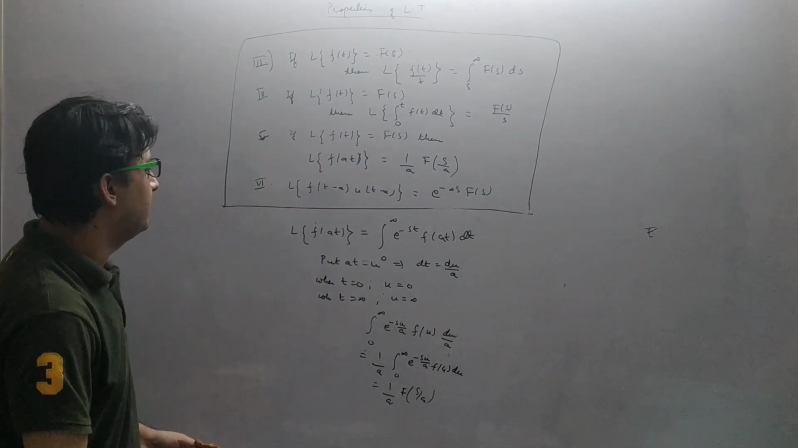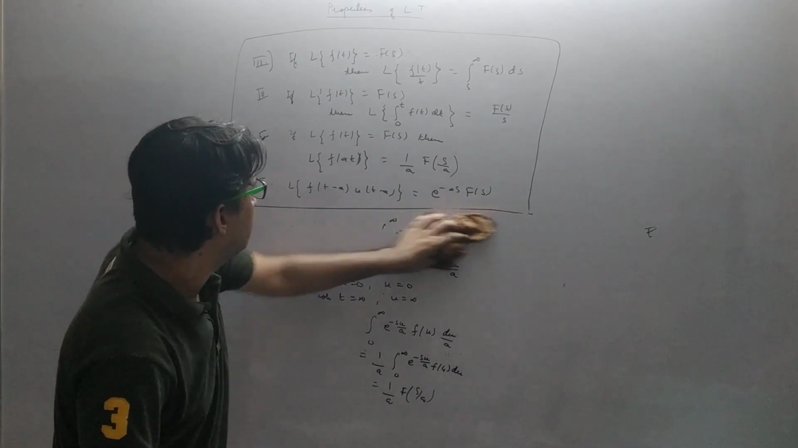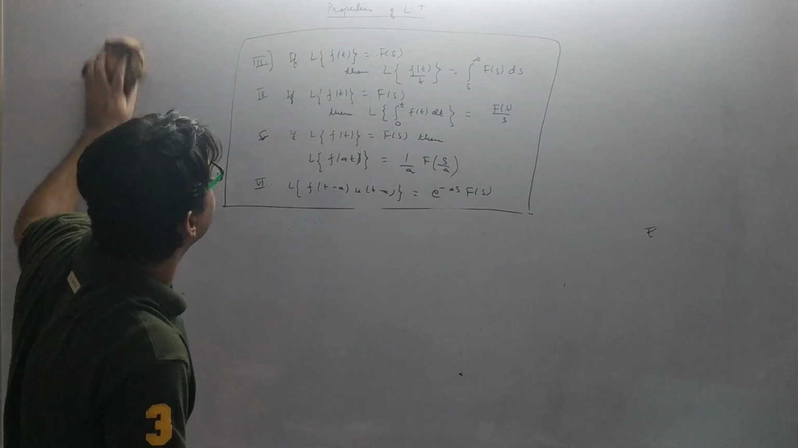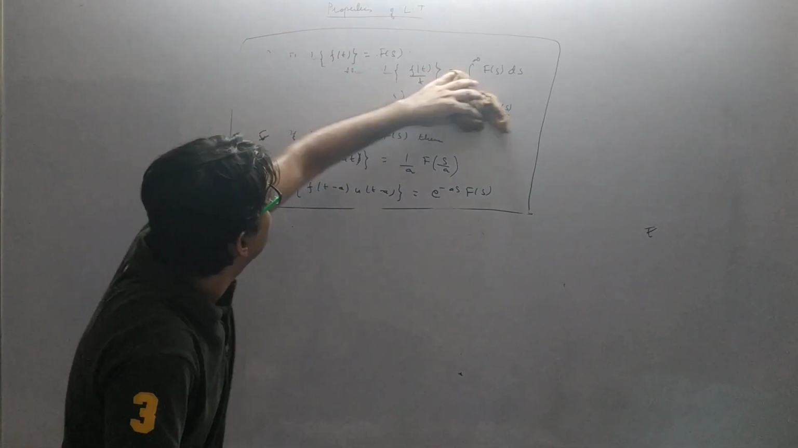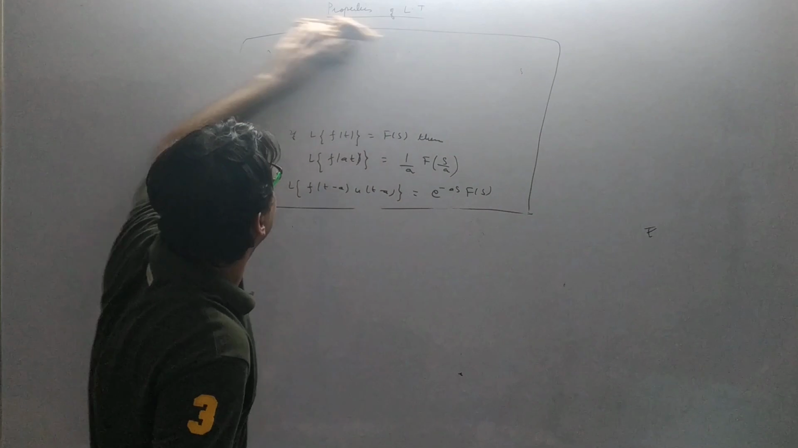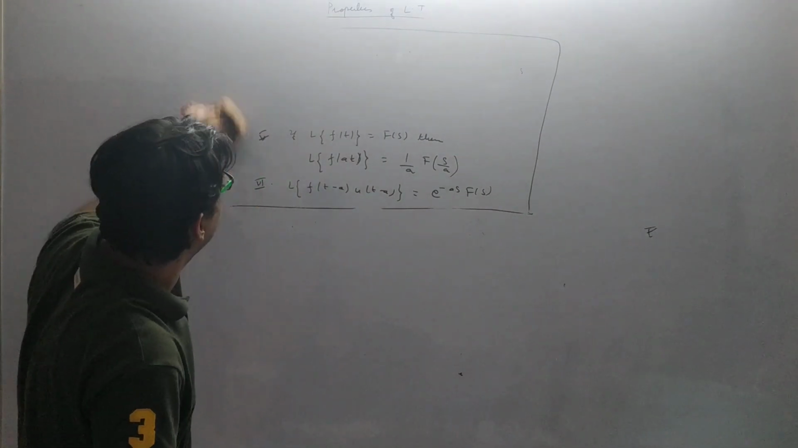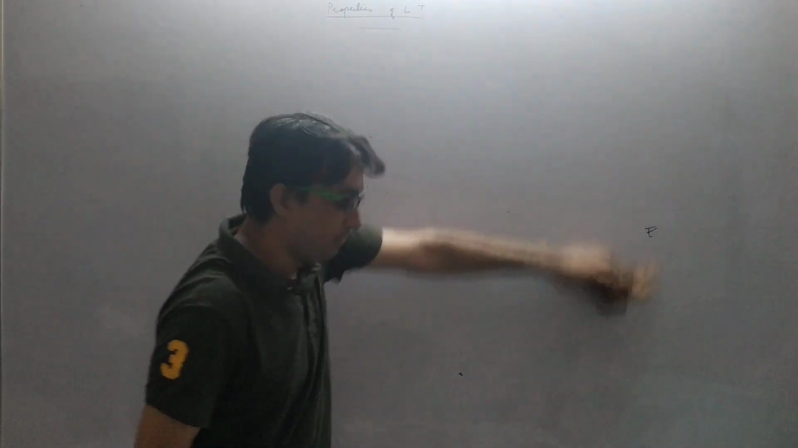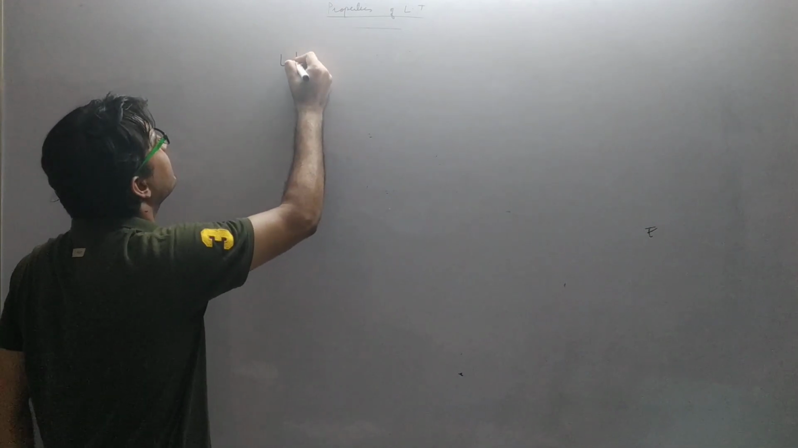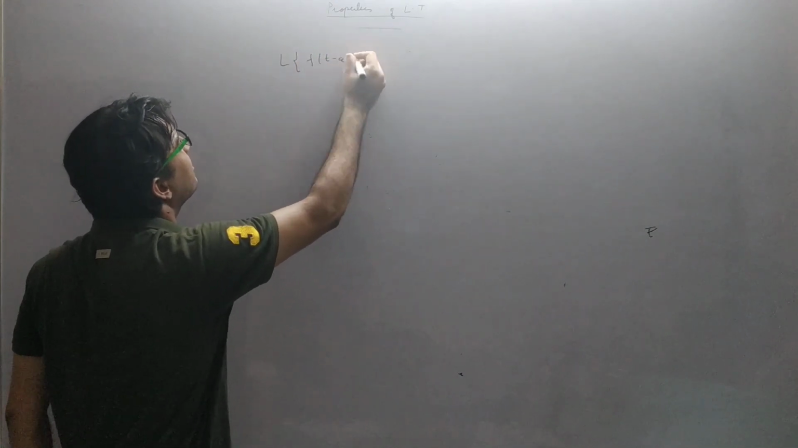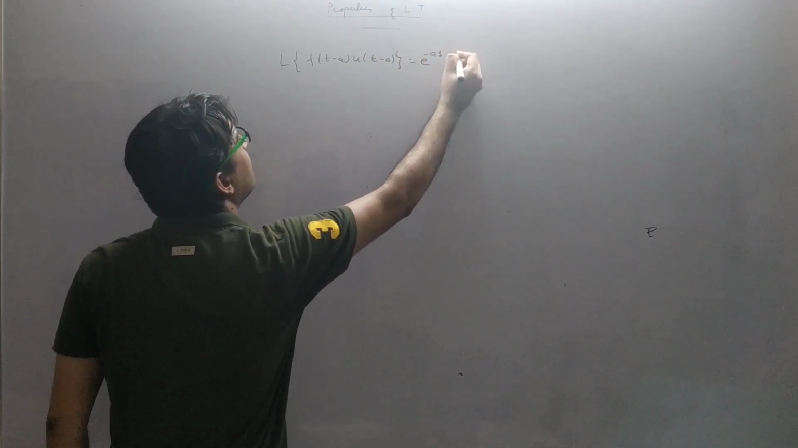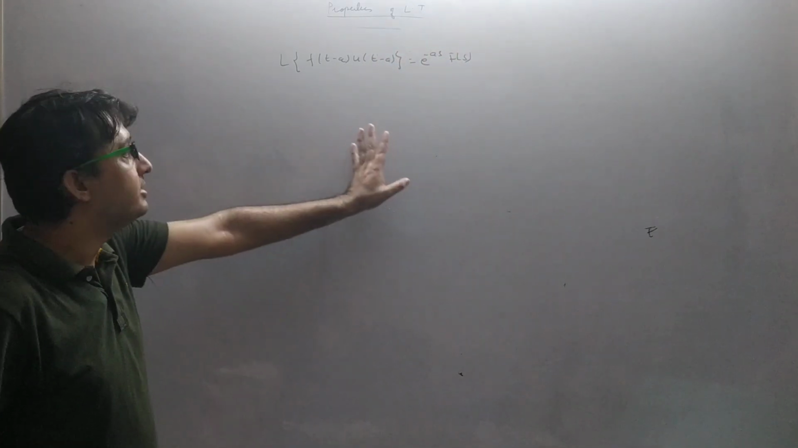And the last one is this property. We are going to prove it right now. I will erase the upper parts also, so that I can solve it. So the property is: the Laplace transform of f(t minus a) u(t minus a) is equal to e to the power minus as times F(s). Alright, this is the property.